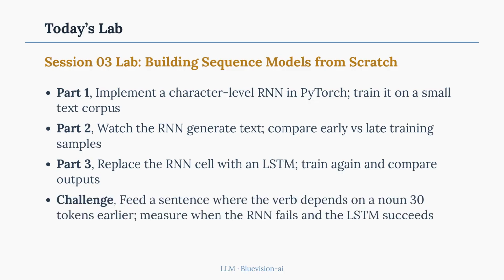The challenge. Construct a sentence where the correct verb form depends on a noun that appears 30 tokens earlier. Feed it to both models. Measure how often the RNN fails and the LSTM succeeds. You'll have your own empirical proof of the vanishing gradient problem.